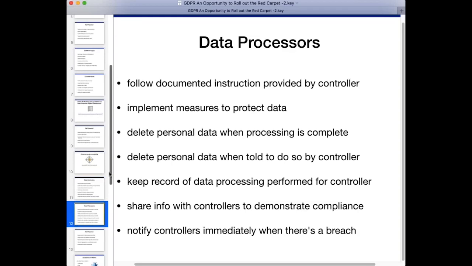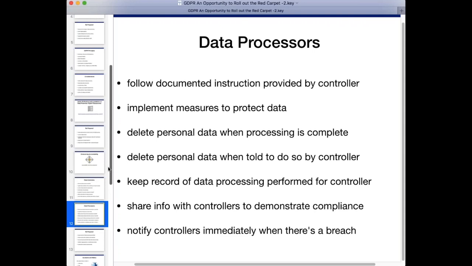Data processors are the subcontractors or third parties who process data for the controller. They should do this using a documented instruction provided by the controller. Data processors must implement technical and procedural security measures to protect data, and personal data should be deleted as soon as processing is complete, or when you're receiving an earlier instruction from a controller. Data processors must keep record of data processing activities performed on the instruction of a controller, and information should be shared with controllers to demonstrate the compliance. Data processors must notify controllers immediately in the event of a breach.